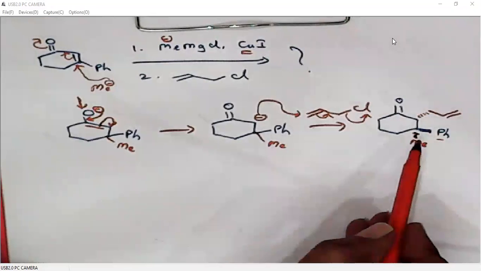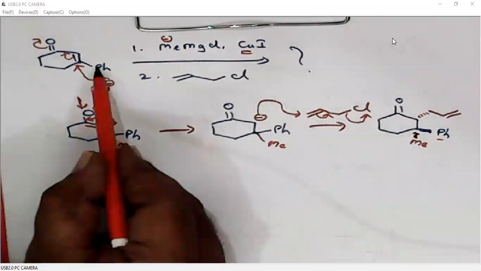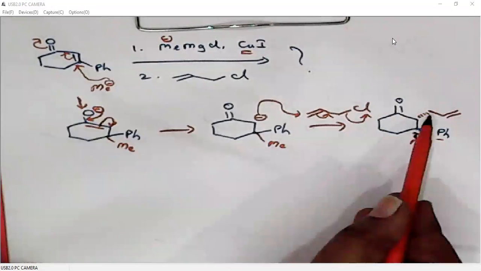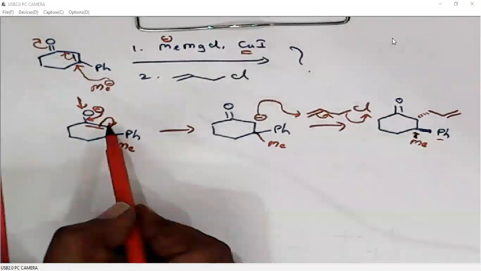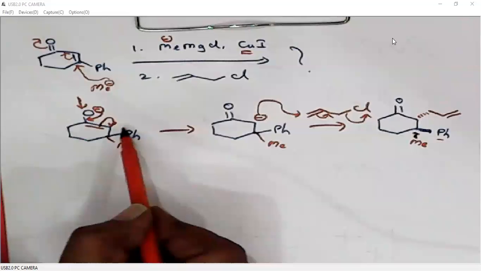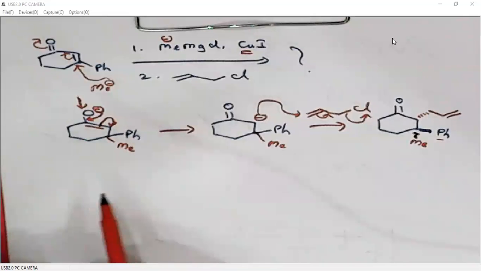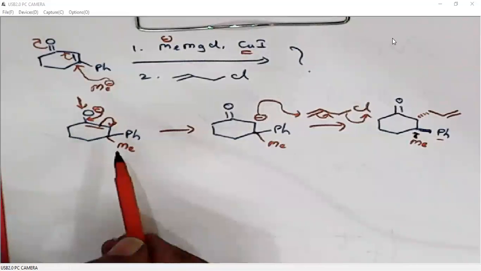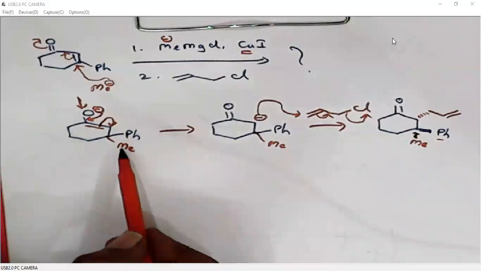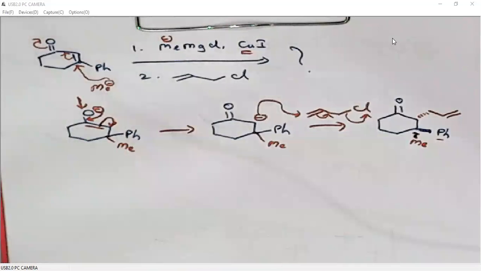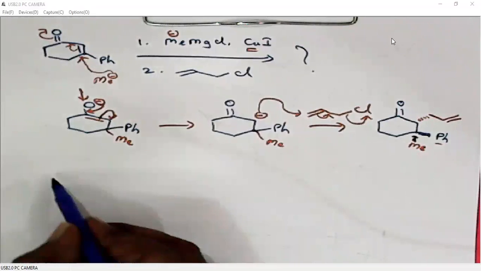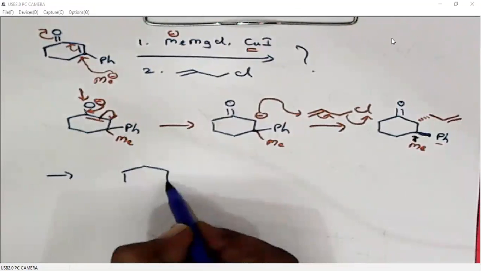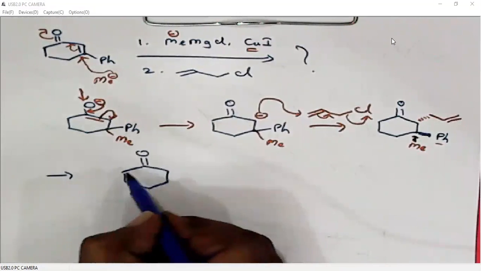When we do not have any substituent here, that means if you don't have the Ph group here, then methyl and allyl should be trans to each other. But when we have a substituent here, after 1,4 addition, we have two substituents. Then the incoming electrophile will approach this molecule from the less hindered side, that means the side of the less bulky substituent. Provide the reagent here.